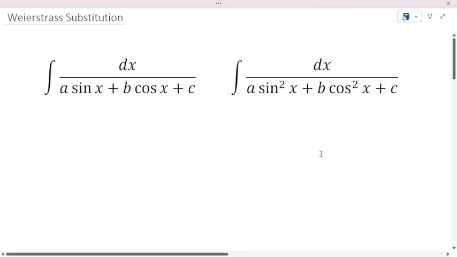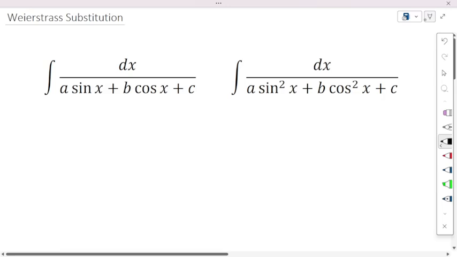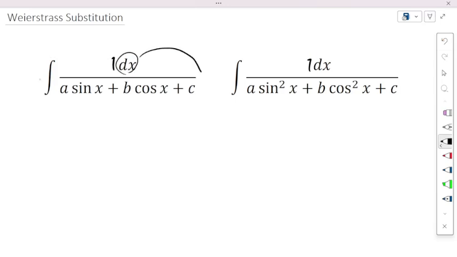Okay, so when we see these integrals, let's look at the difference here. So what do we have here? The numerator is actually just 1, right? 1 dx for both of them. Normally we would just take the dx outside, but in this case, let's just leave it there for now.